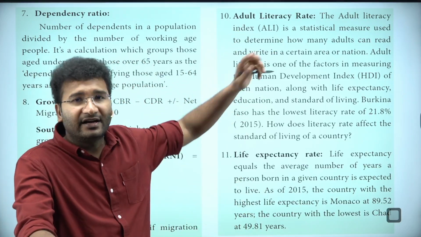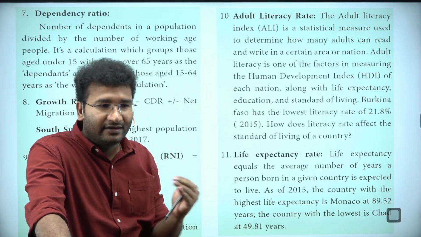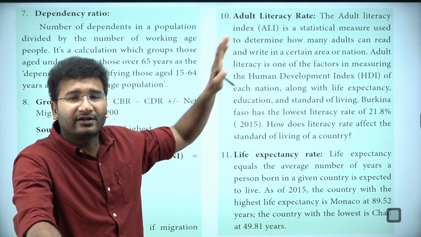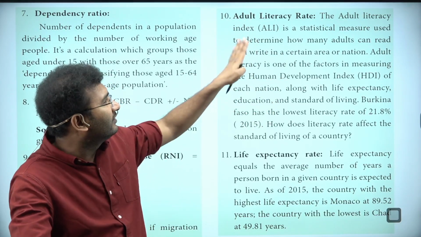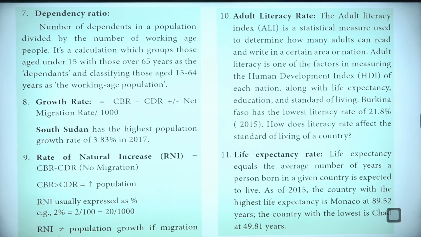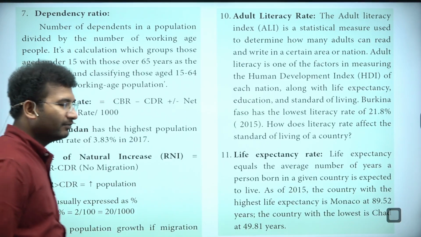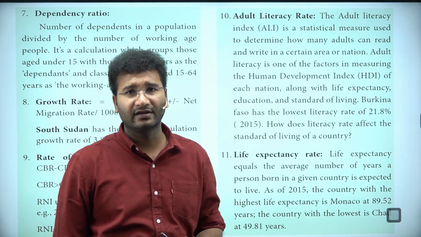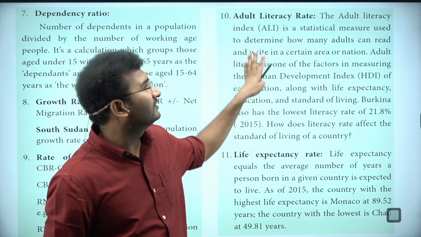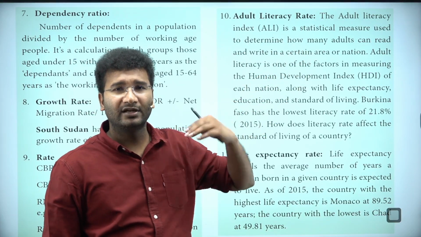See, adult literacy rate, the definition is a little tricky. Let me try to read this so that you will have an idea. The adult literacy rate index is a statistical measure used to determine how many adults can read and write in a certain area. Adult literacy is one of the factors in measuring the human development index of each nation, among which life expectancy, education and standard of living are taken into account. This human development index we'll discuss in further classes, so don't worry. In simple terms, adult literacy rate is simply how many people can read and write.